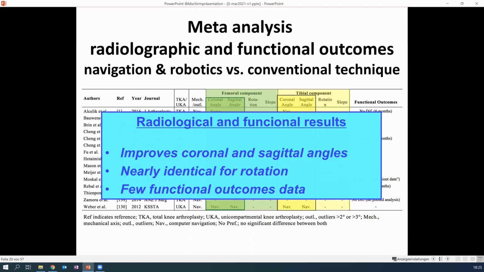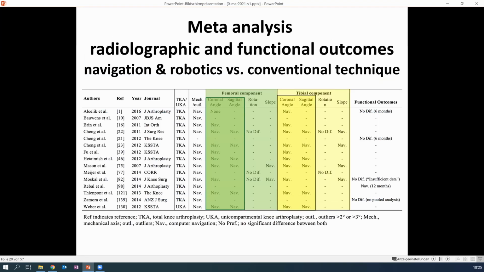But the point of my example here is that you can quantify these parameters, and based on this, you can say the following. Robotics and navigation does improve coronal and sagittal angles for the knee. They're nearly identical for the rotation. Rotation of the knee is one of the key parameters for the functionality of the knee. And very few of these 140 papers reported any functional outcome data. Okay, so again, you can be technically doing a good job, but what is the functionality? Is that helping?